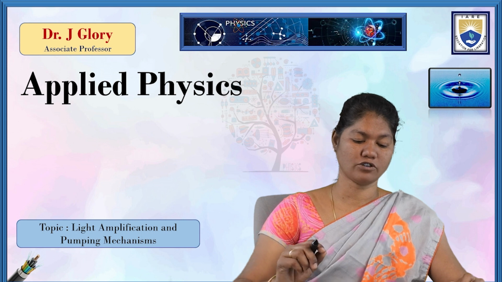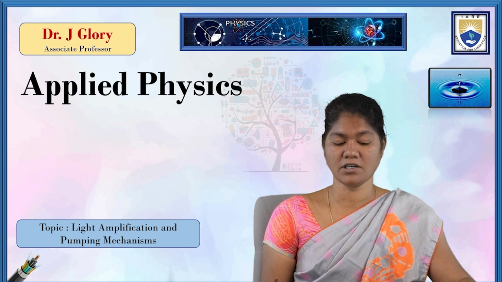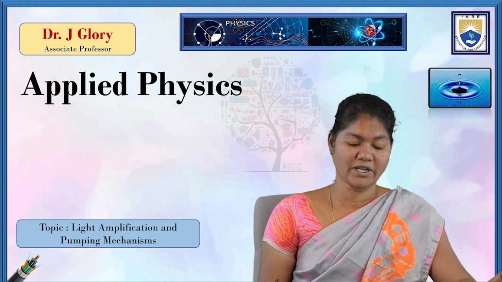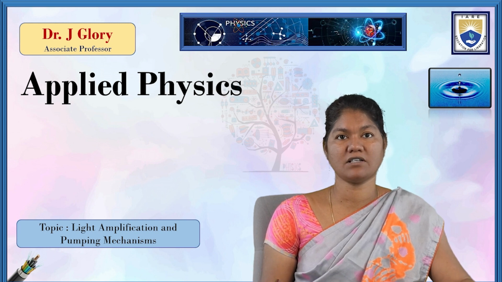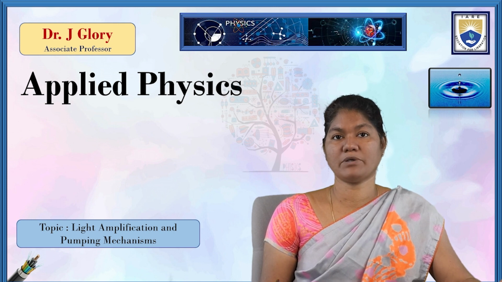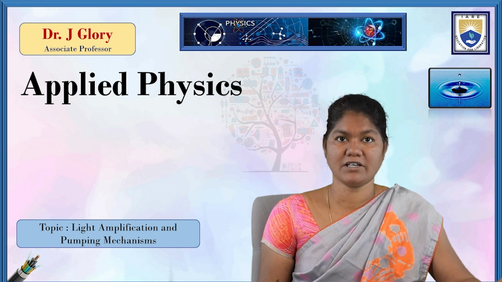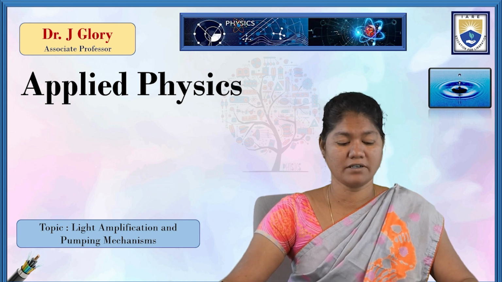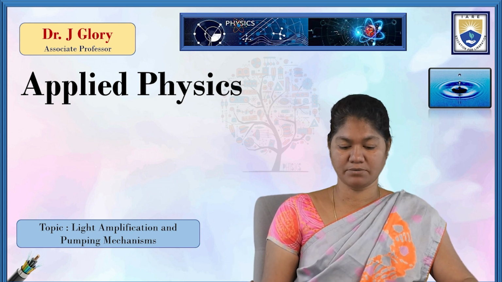Today, I wish to tell about the topic of light amplification and pumping mechanisms. So, in this session, we are going to see how the light is amplified, and what are the conditions to get the amplified light. In the previous sessions, we have seen how laser is getting stimulated emissions. Because of that stimulated emission, the light is amplifying. Here we are going to see the three conditions needed to amplify the light, and then we are going to see the pumping mechanisms.